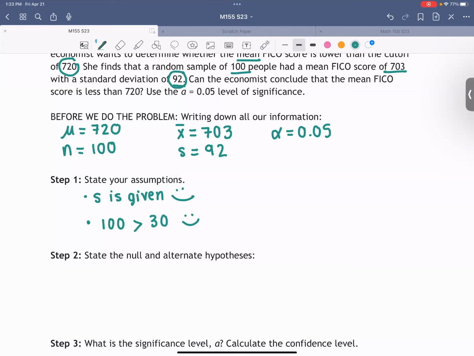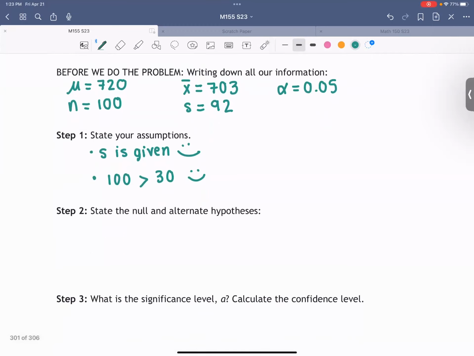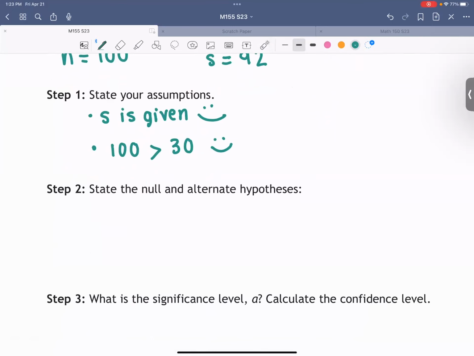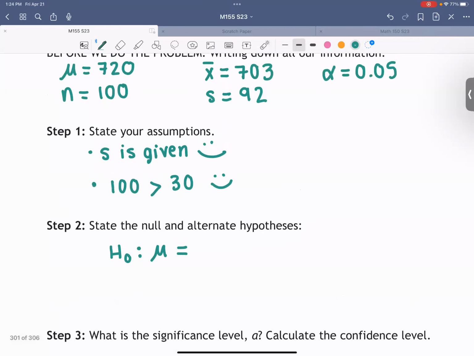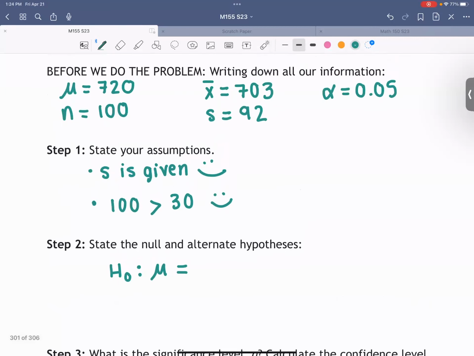Step 2 is stating our null and alternate hypotheses, right? So remember, on your quiz, I'm going to ask you to write the null and alternate hypotheses. Anyone remember the symbol for null hypothesis? H0, good. We always put a colon after it to say, okay, the null hypothesis is coming. We're always talking about mu, or the population mean, and we're always saying it's equal to something. What is mu equal to in this example?